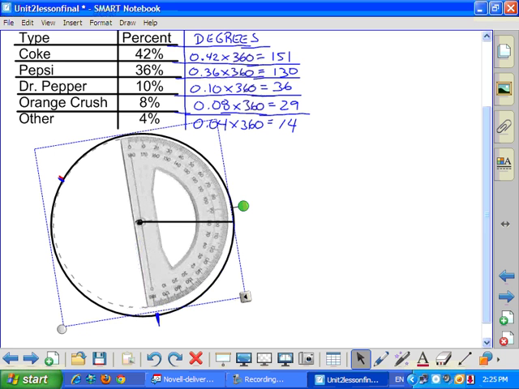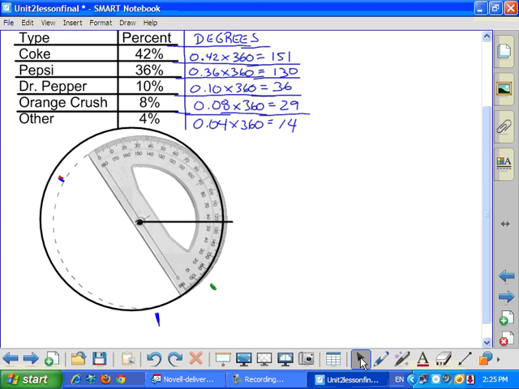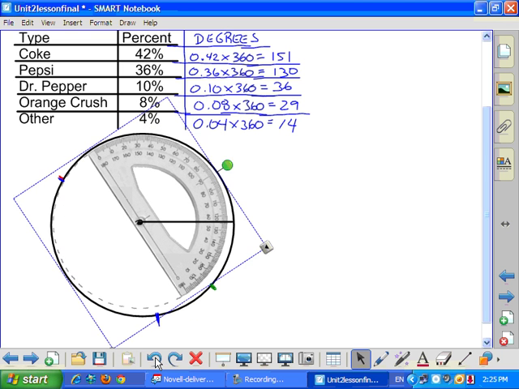And the next one I'm going to go to is, what am I on? 36 degrees. So that's for, sorry, Dr. Pepper. Dr. Pepper's 36 degrees. 36 degrees is going to be about there on the circle. Rotating the protractor again.